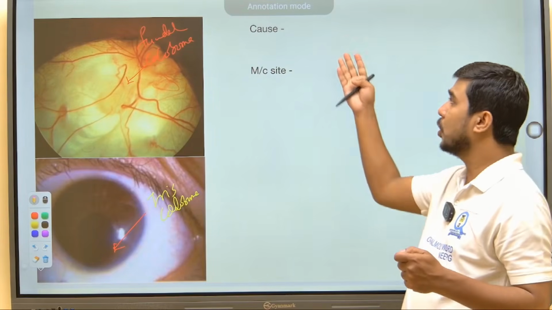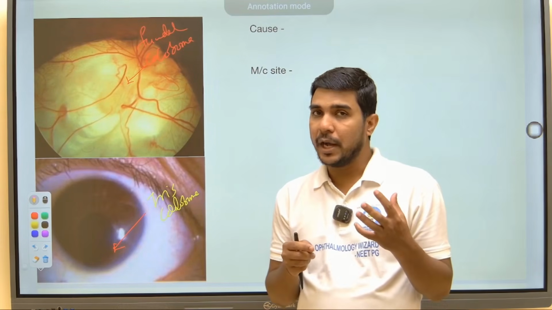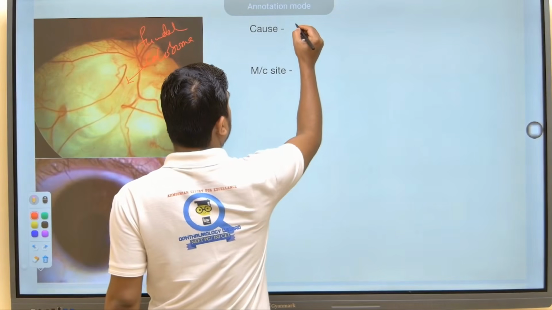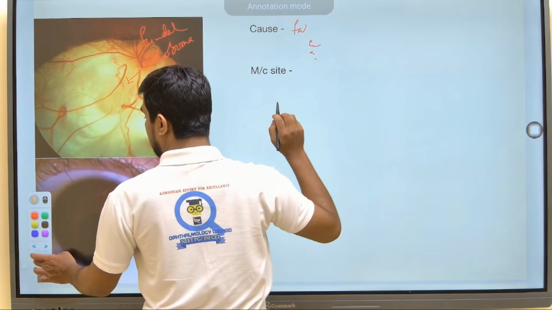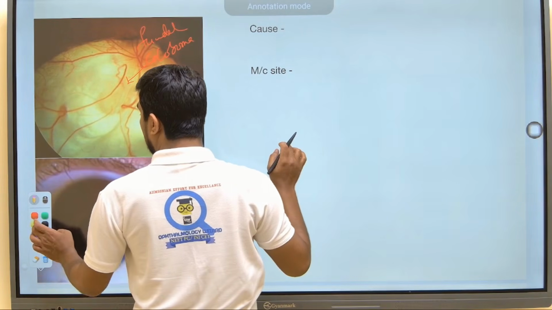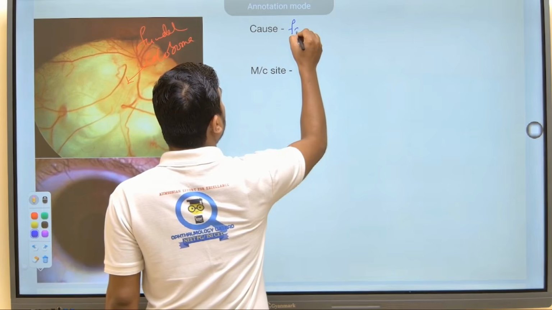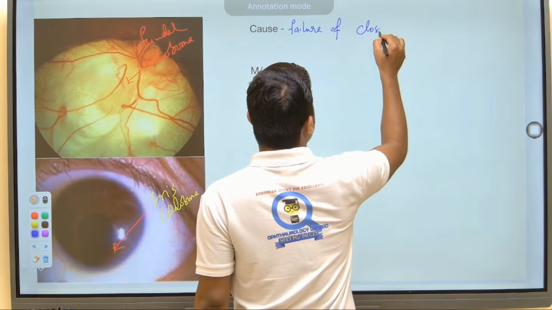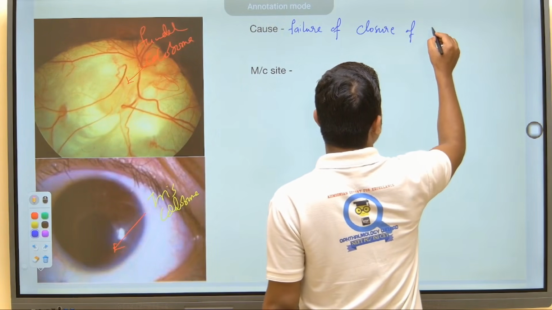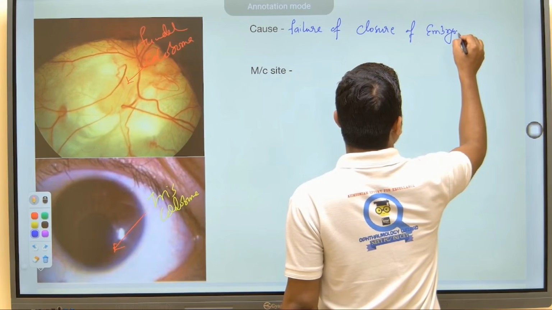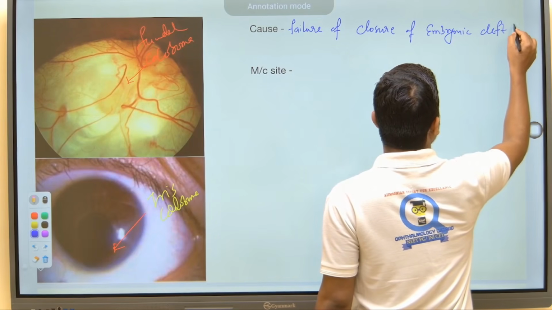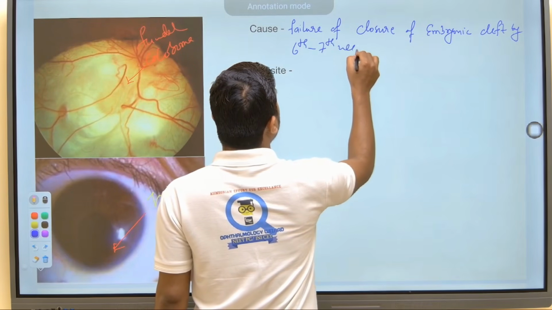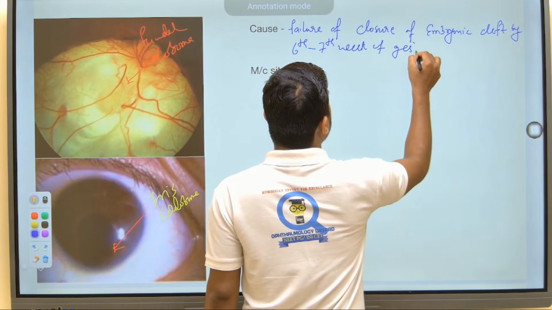So what is the cause of the coloboma? The cause of the coloboma is nothing but failure of closure of the embryonic cleft by 6th to 7th week of gestation.